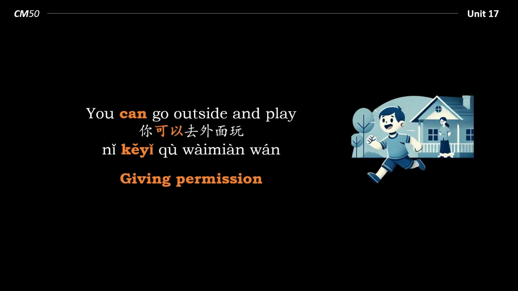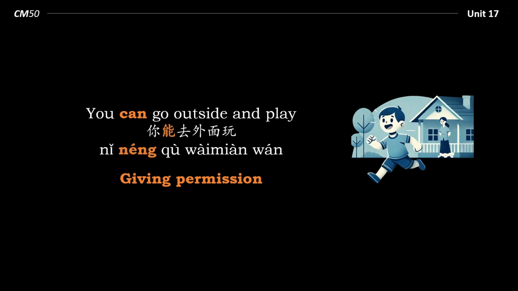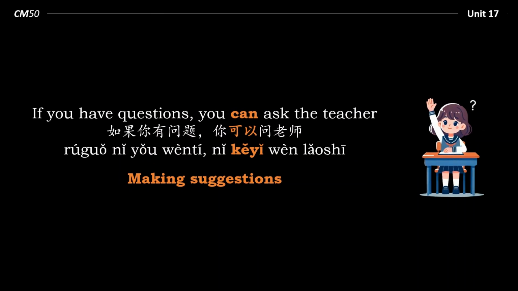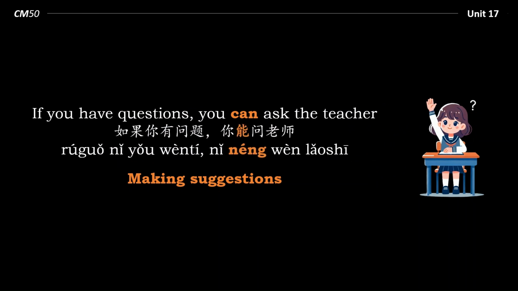Again, giving permission, you can go outside and play. 你可以去外面玩. 你能去外面玩 is incorrect because given permission, we can only use 可以. The same is true of making suggestions. If you have questions, you can ask the teacher. So the suggestion is here to ask the teacher. 如果你有问题，你可以问老师. We can only use 可以 in this kind of scenario. We cannot use 能. This would be incorrect.